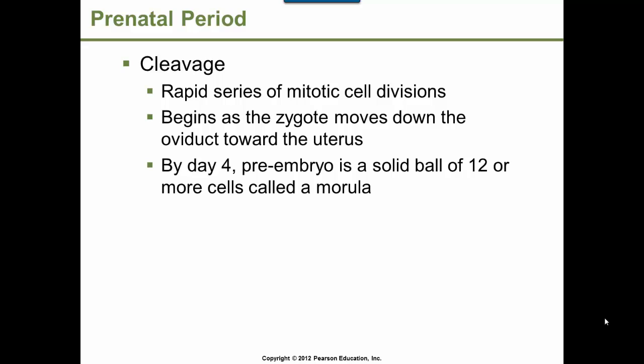Cell divisions do not result in overall size increase. Instead, the cells within the ball become progressively smaller with each of the cell divisions. Cleavage is just a rapid series of mitotic cell divisions. It begins as a zygote, moves down the oviduct toward the uterus, and by day 4, the pre-embryo is a solid ball of 12 or more cells called a morula. The morula enters the uterus approximately 5 days after fertilization.